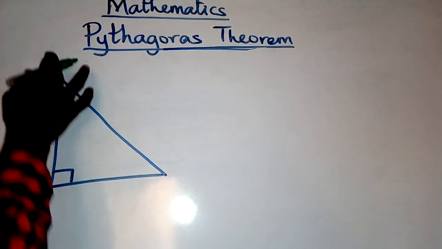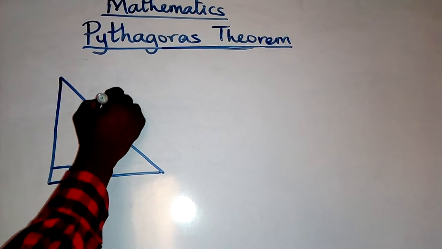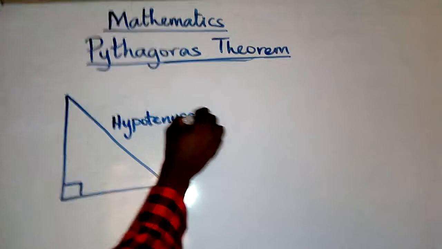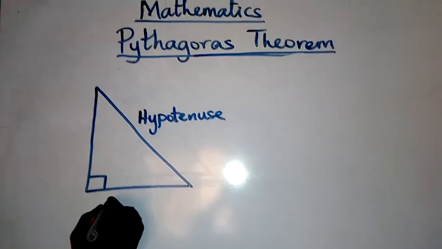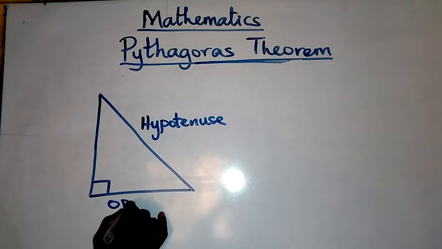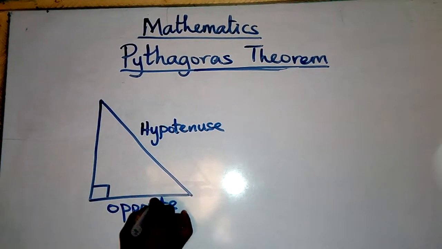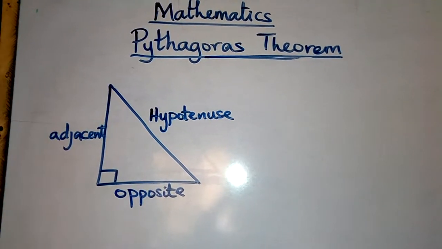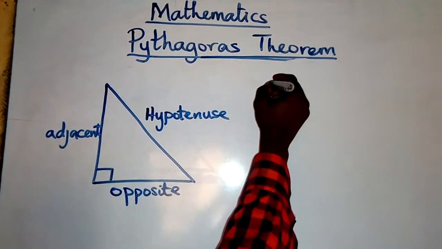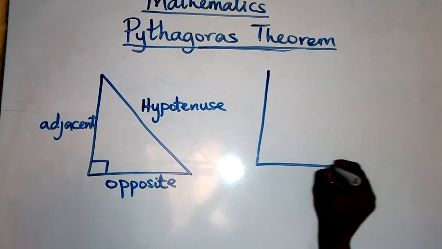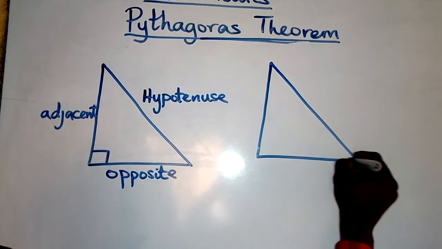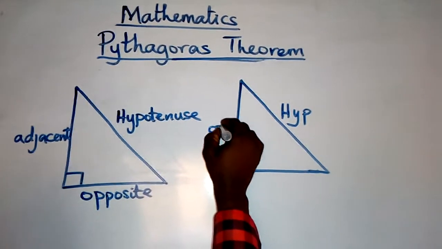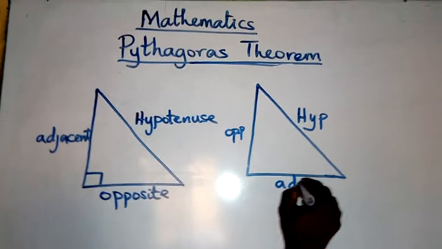The longest side of the right angle triangle is what's called the hypotenuse. The other sides could be named the opposite and the adjacent. So in other words, we can easily abbreviate it and say this is a right angle triangle. The longest side remains the hypotenuse. We can say this side is opposite and this side is adjacent.